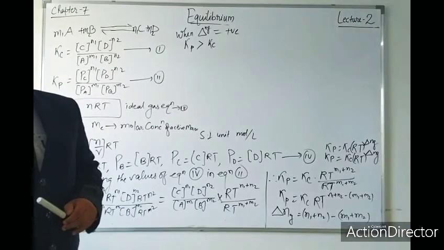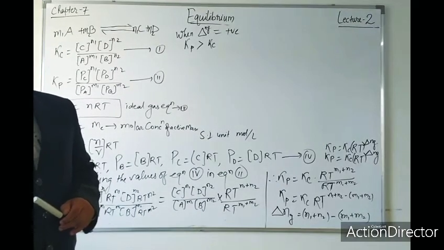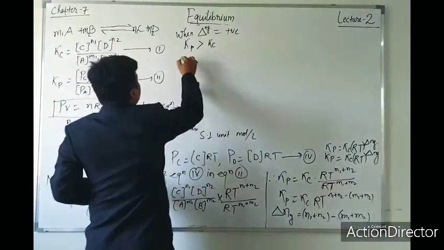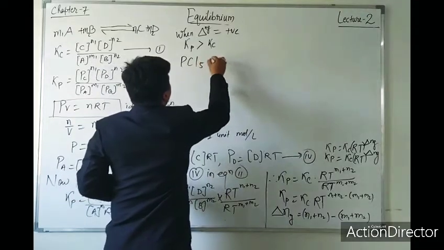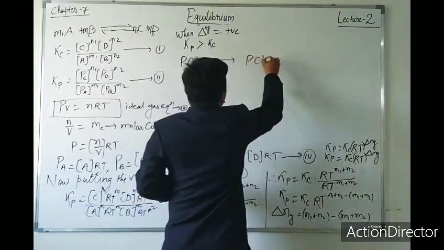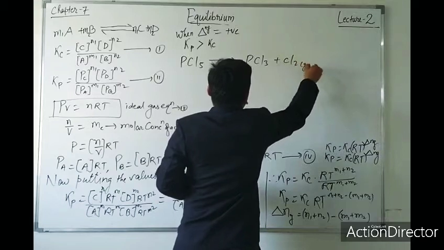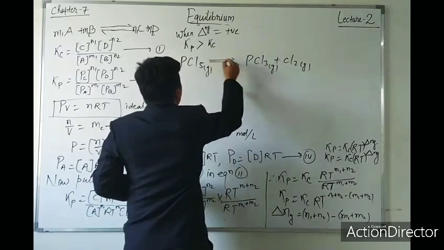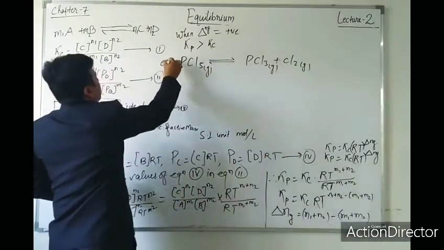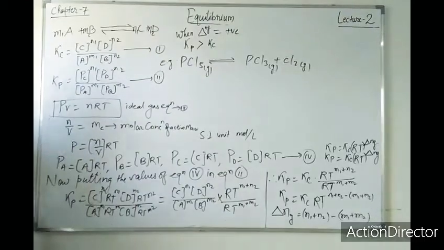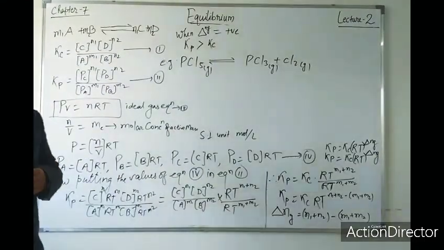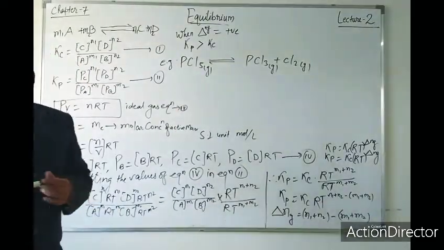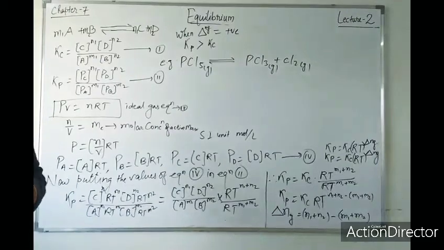In this case, if you want an example, you can take PCl5. Can you tell me how this PCl5 turns into PCl3 and Cl2? All are in the gaseous state, and the equation is a chemical equilibrium. These are the examples of when Kp is greater than Kc, or you can say the delta Ng value is positive. Okay, so what will be the Kc unit here? That's mole per liter, and the Kp unit will be atmospheric pressure.